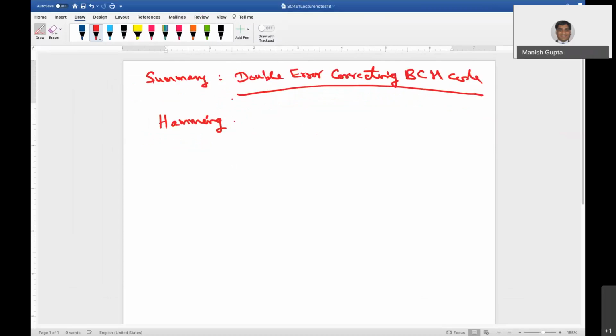Hamming code, Hm, I can call it. Parameters: length is 2 raised to power m minus 1, dimension is n minus m, which is k, and minimum distance is 3. We start with the Hamming code. I'm taking the binary Hamming code right now.